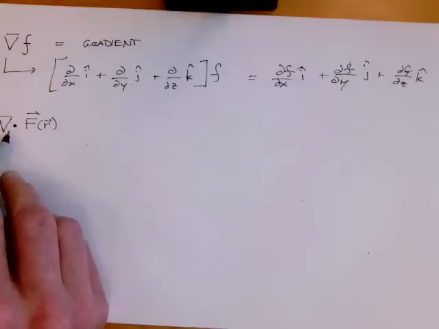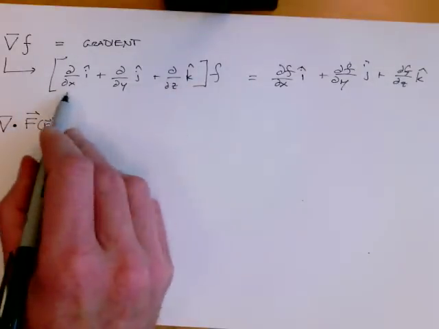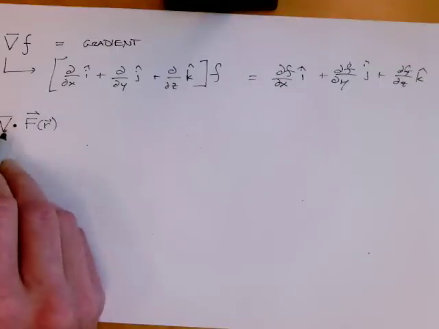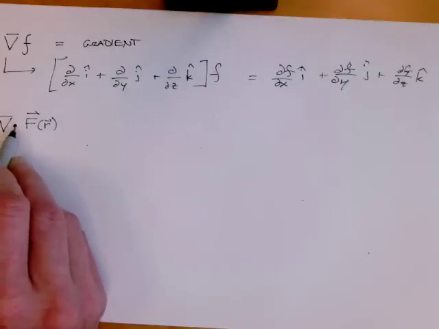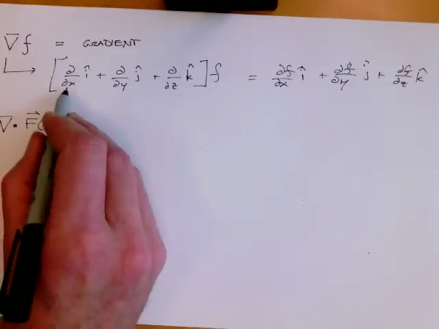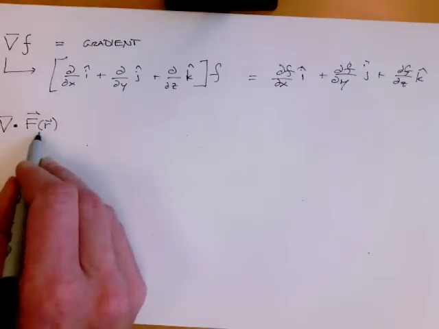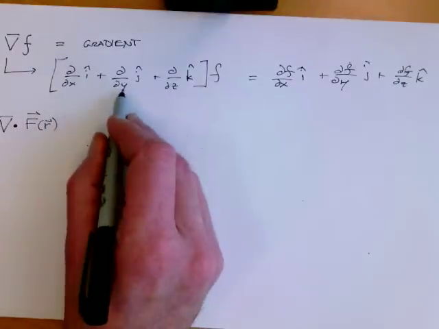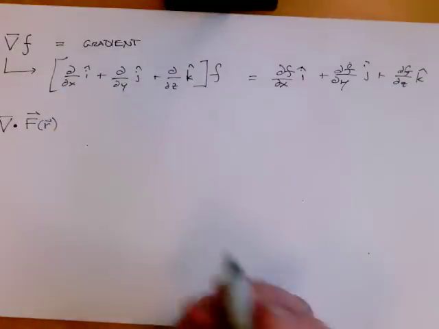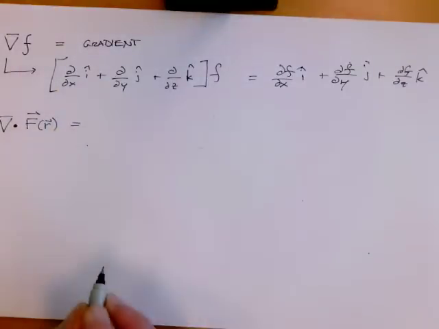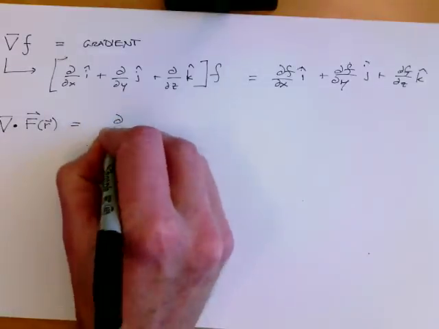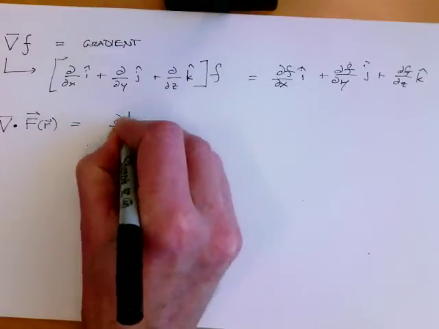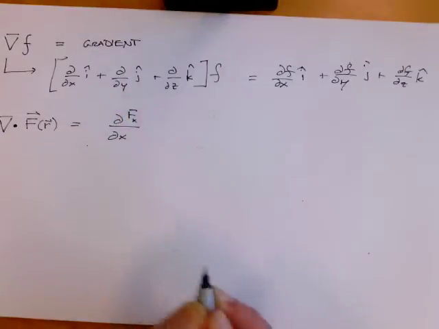So the divergence, if we look at the definition of the operator, this use of the dot here is a bit of a notational cheat. What it tells us is that we're going to operate on the first component of the vector with the partial with respect to x, on the second component with the partial with respect to y. It's like a dot product. So if we write this out, I'm going to get the partial with respect to x of the x component of this vector field.